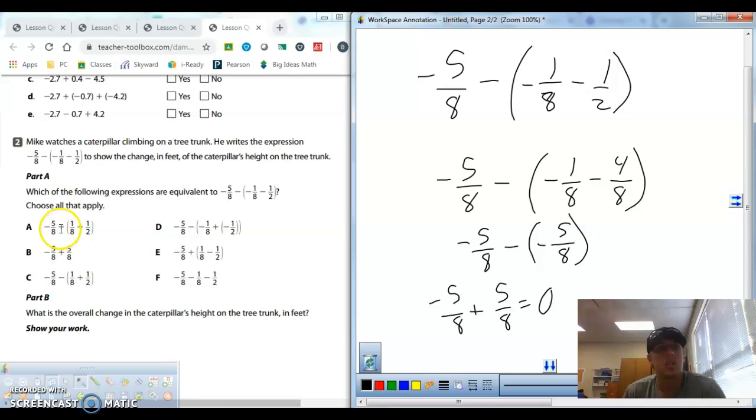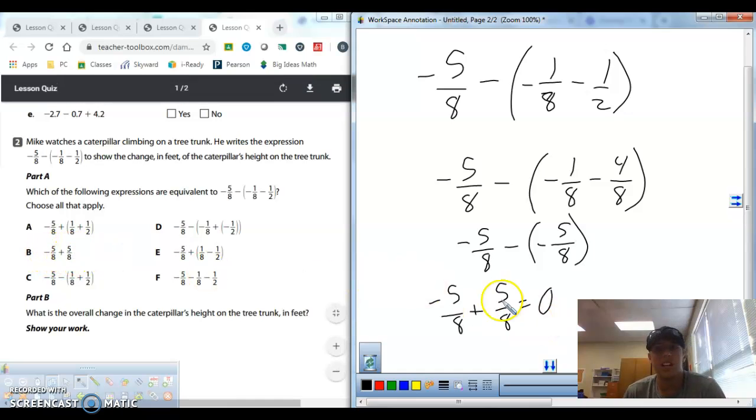This first one, they distributed the negative, exactly what we did at first, okay? So they changed it from minus, negative, negative, okay? This is now, they distributed the negative, it's plus 1/8, and then it's plus 1/2. So that would be true. B, negative 5/8 plus 5/8. Well, we got that right here. Okay, so B is also correct.